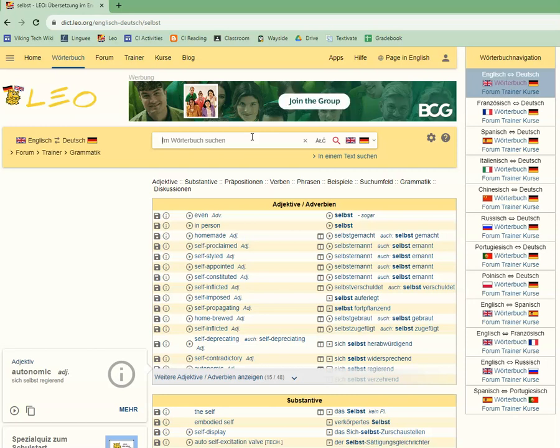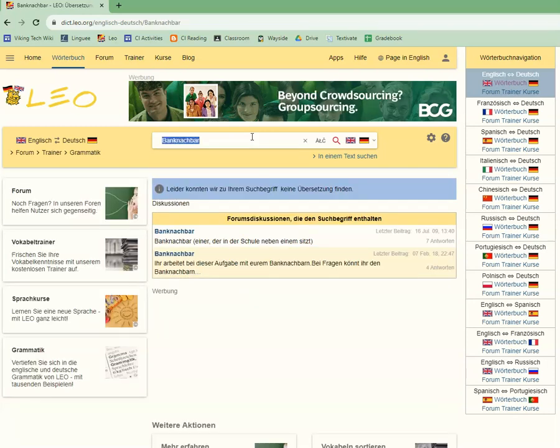What else? It's possible that you might find a compound word. You know, German is chock full of compound words. And it might be that if you type in a word like Banknachbar, you might not really get much. This part down here, the Forumsdiskussionen, the discussion forums, probably are not going to be all that helpful to you right now.